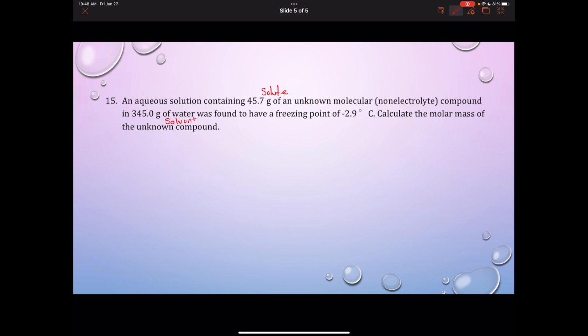So just like we did in the previous problem where everything was broken down, we need to know our temperature change. So here's where we've got to know water's freezing point is 0 degrees Celsius. So if we start at 0 and we're now at negative 2.9, my temperature change is 2.9 degrees Celsius. So using my temperature change equation, I'm plugging in my temperature change of 2.9 degrees Celsius.